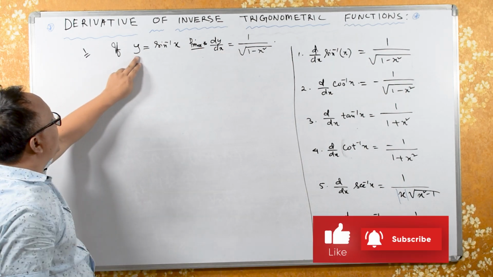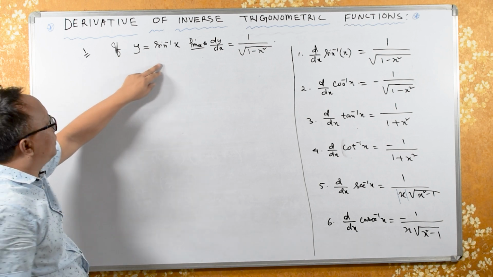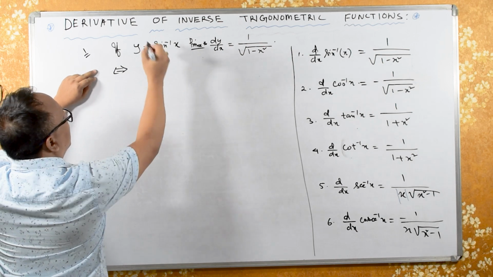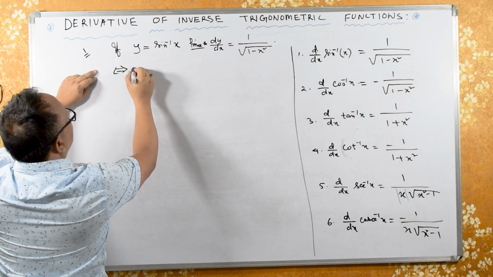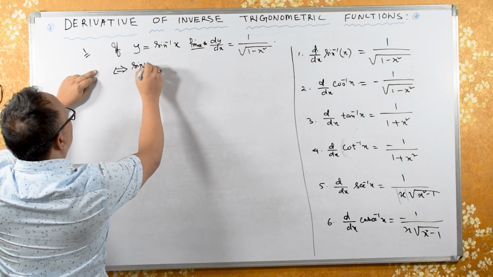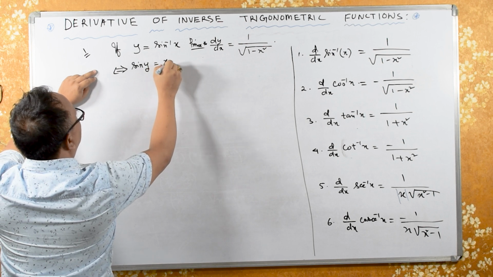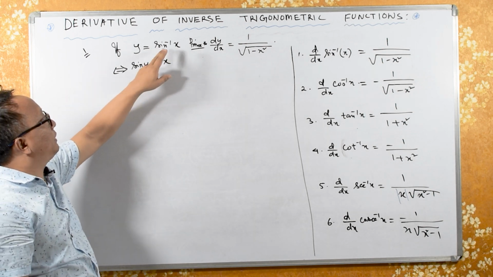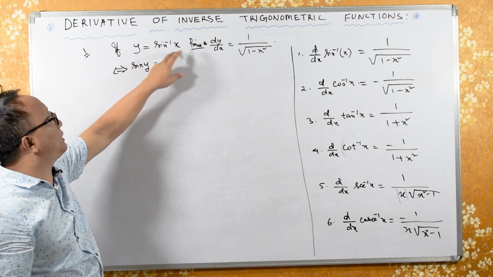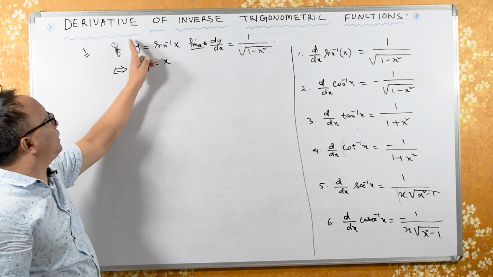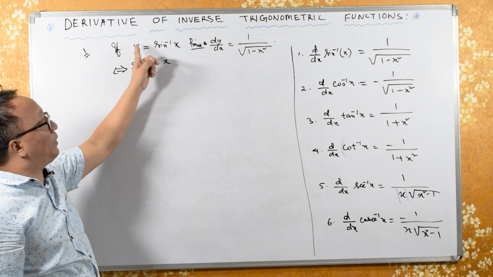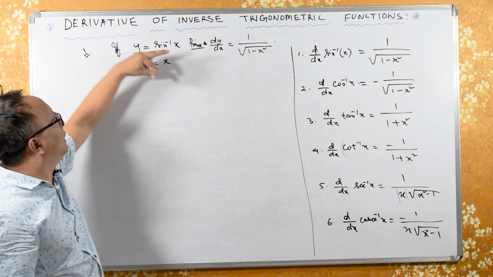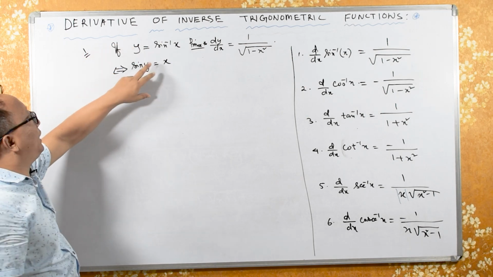Since y equals sine inverse x, it implies, or you can say if and only if, sine of y equals x. Do you agree? Because if you cross multiply, it will be sine y equals x, and this is the same as this. These are if and only if, equivalent.